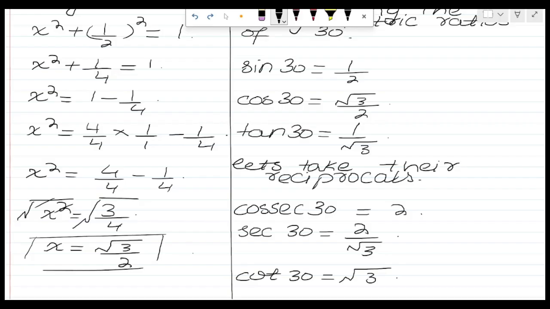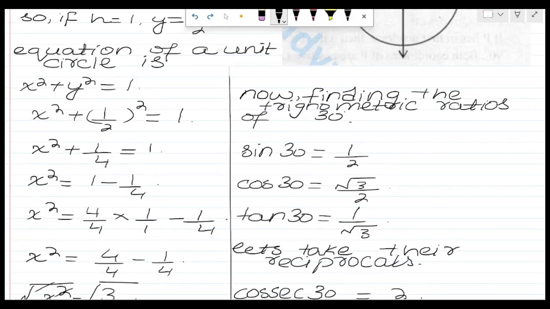x will be equal to under root 3 by 2, because the under root of 4 is always equal to 2. Now we have got the value of x and we also got the value of y. So we can say that the point P with coordinates x and y, instead of x we will write under root 3 by 2, and instead of y we will write 1 by 2. But now we will find the trigonometric ratios of 30 degree.